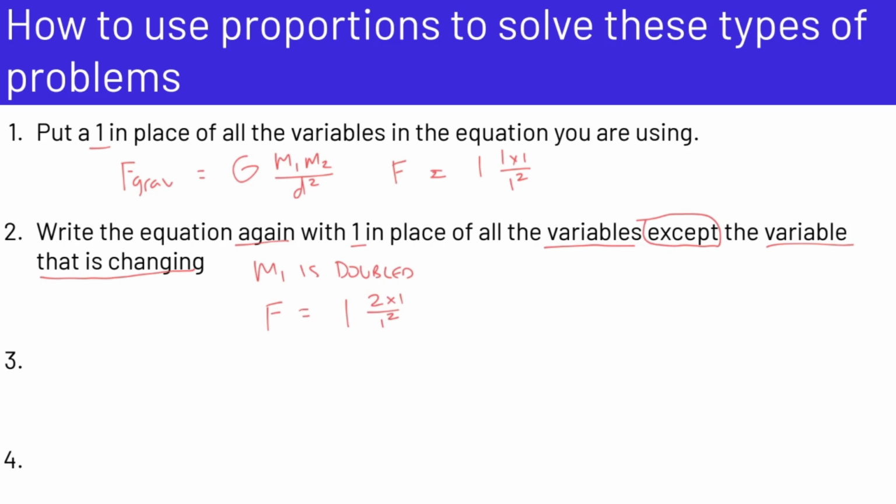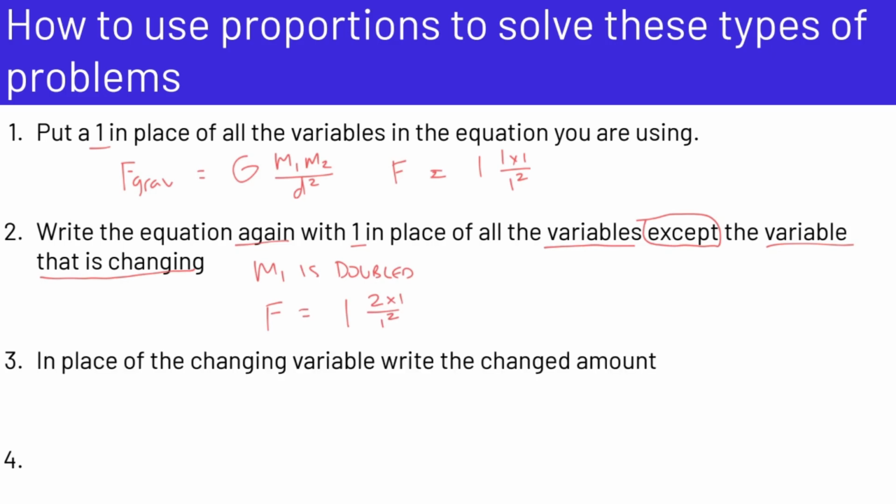Let's look at step 3. Step 3 says that in place of the changing variable, write the changed amount. We did that up here. We wrote the changed amount for the changing variable.